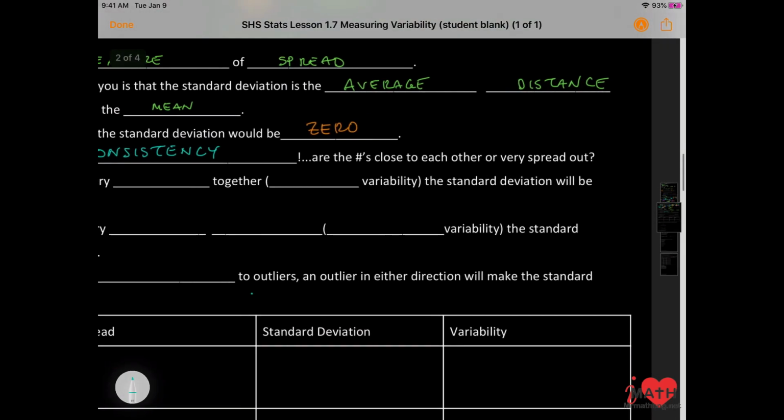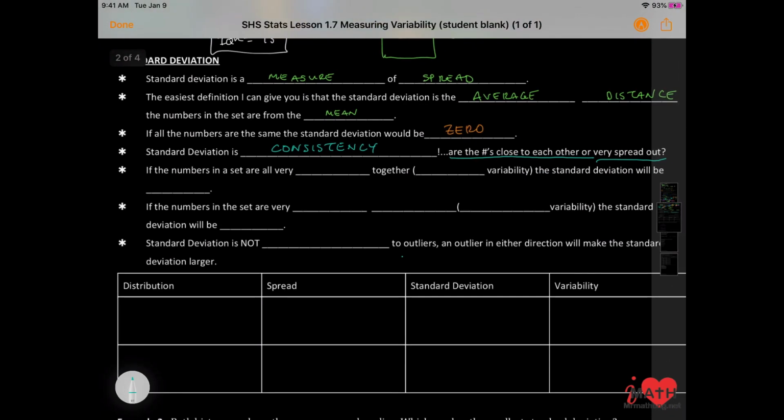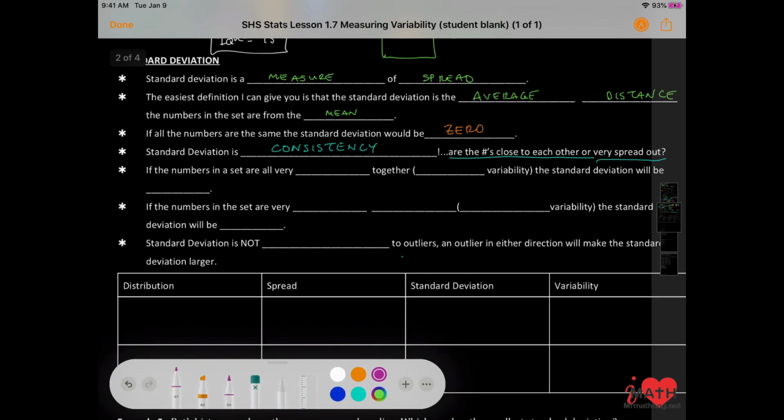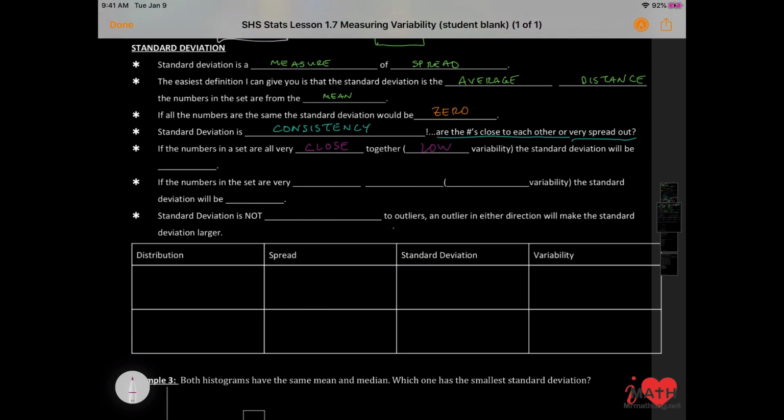And the question you can ask is, are the numbers close to each other or very spread out, kind of like jam? If the numbers in a set are all very close together, then it means you have low variability, like variety, you could think of it. And the standard deviation will be small.